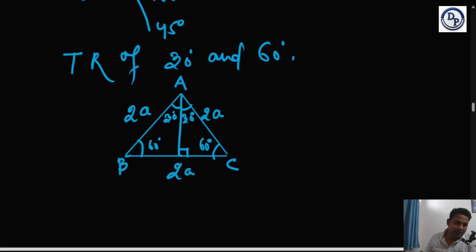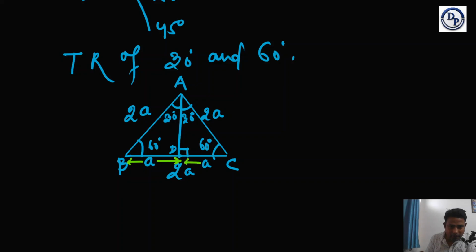Now we have A, B, and C. So you can see the sides also. This height AD also acts as a side bisector, that is a median. So it becomes A and A, from here to here. Okay, this is it. Now, how can we apply trigonometry?